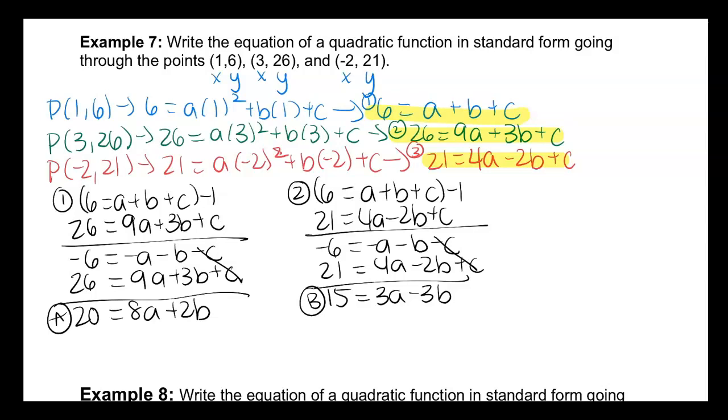From here, we're going to need to solve. We have one equation and we have a second equation, this one and this one. This is what we're going to use to solve it as a regular system of equations. If you're running out of space, the back of this page should be blank, or use the paper in your spiral. So over here, third step, we're going to solve this system. 20 equals 8a plus 2b. 15 equals 3a minus 3b.